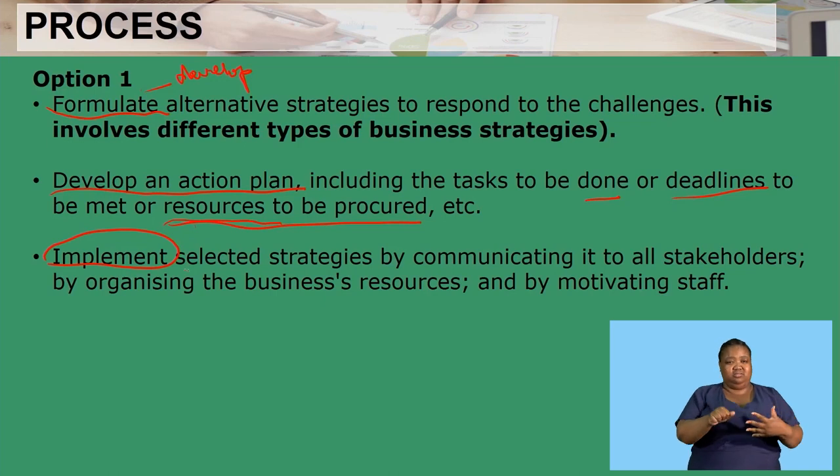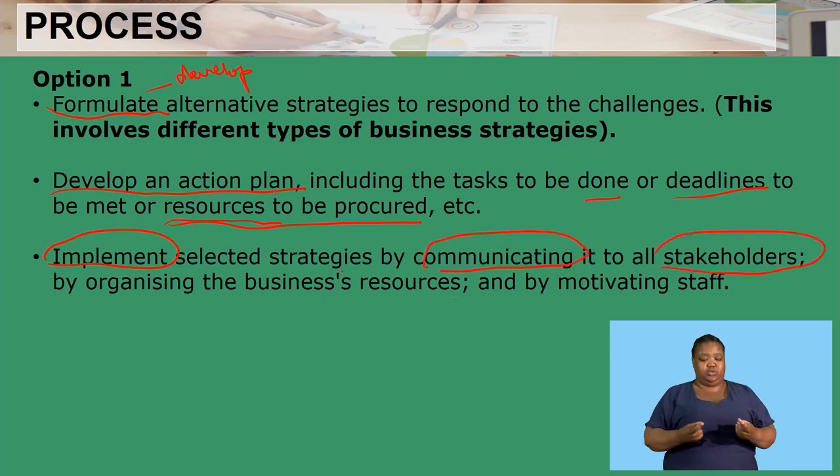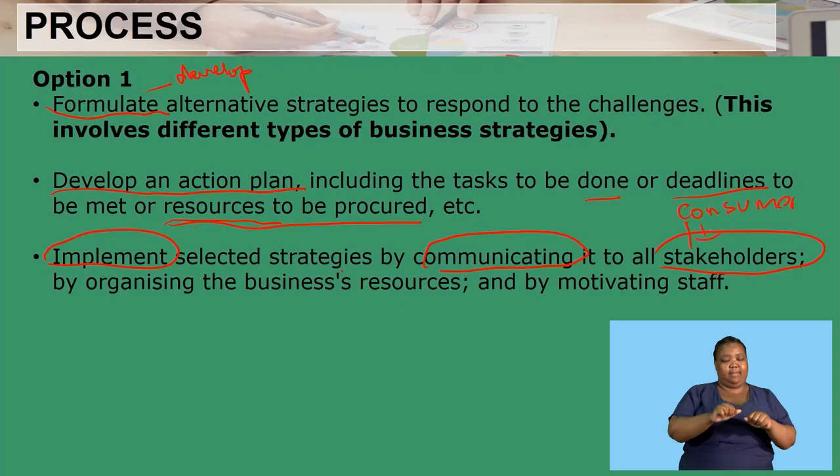It says implement selected strategies by communicating it to all stakeholders, by organizing the business's resources, and by motivating the staff. So you're implementing, or putting the strategy into action, by communicating. You need to inform all the stakeholders. Who are the stakeholders? We are referring to your consumers, your investors, the employees and the employers. So the strategy needs to be communicated well so that everybody understands.